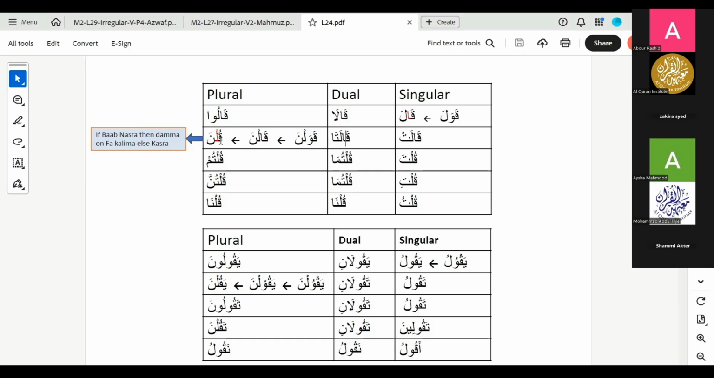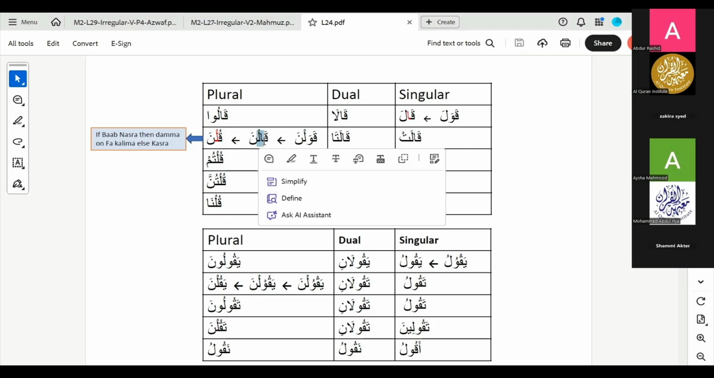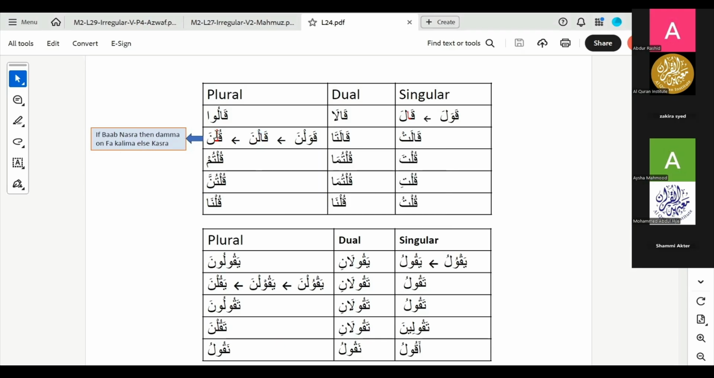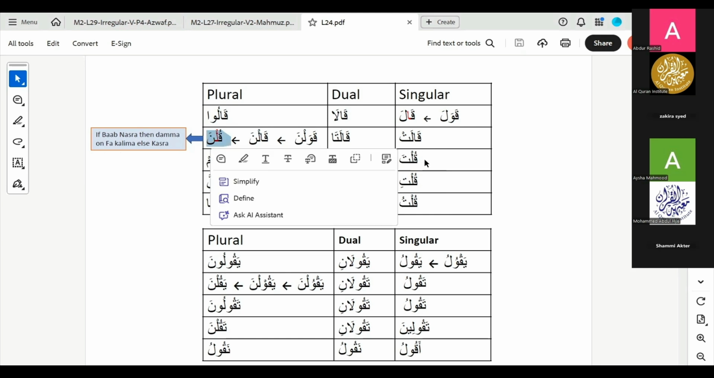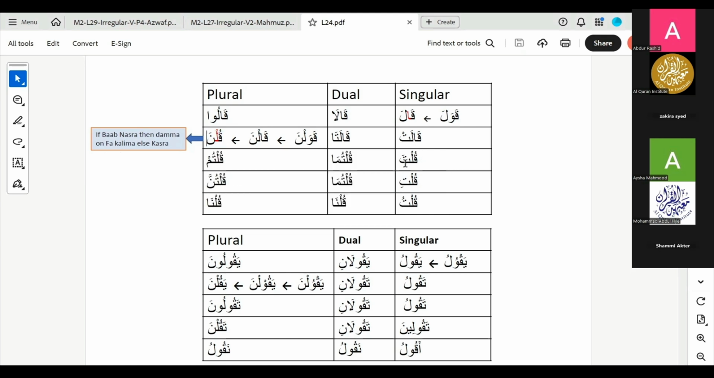Now again here the changes happen. Two sukuns will come, so the weak letter of the verb gets dropped. It becomes qulna. If it is bab nasara, then damma, and fa kalima, else kasra. Then from here, taking this, the normal conjugation happens again. Qulta, qultuma, qultum, qulti, qultuma, qultunna, qultu, qulna.